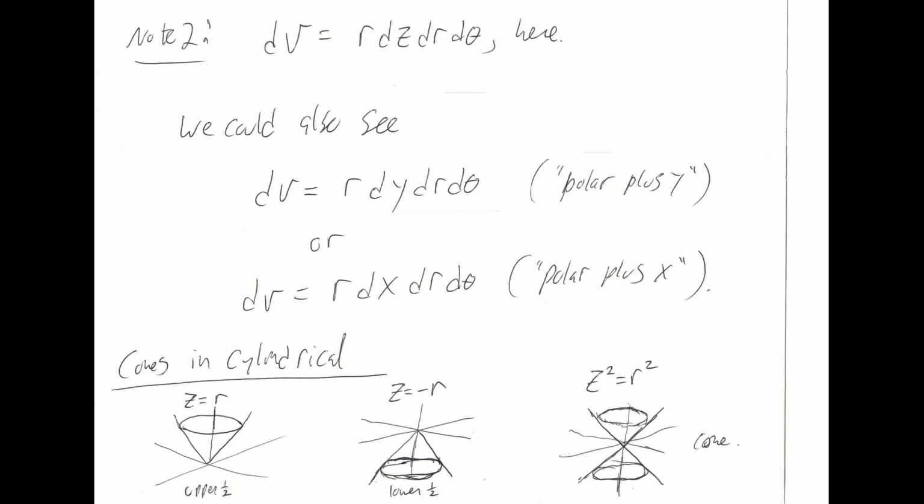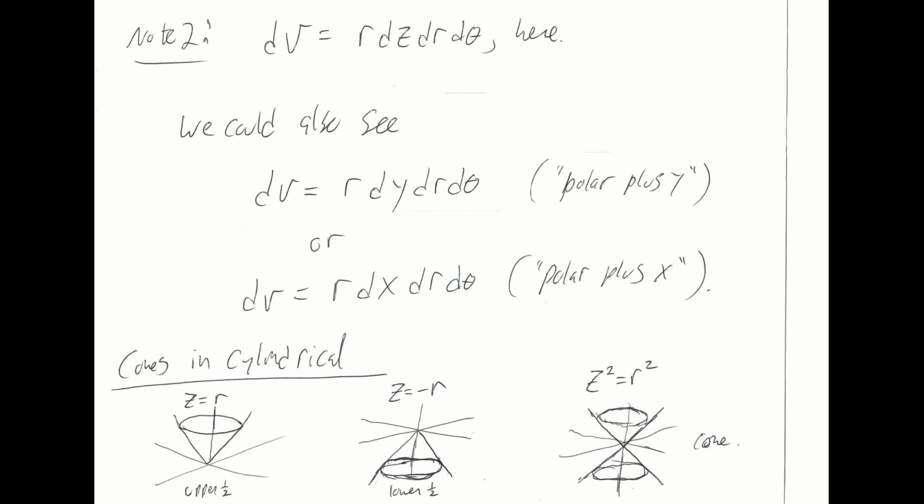And the next note that we want to make is our dV expression being r dz dr dθ. You could think of it as dz and then your r dr dθ from polar, and we just rearrange that expression to introduce the r factor into the integrand. As we mentioned, this polar plus z typification of cylindrical is the most common, but there is no problem representing cylindrical coordinates as polar plus y or polar plus x.